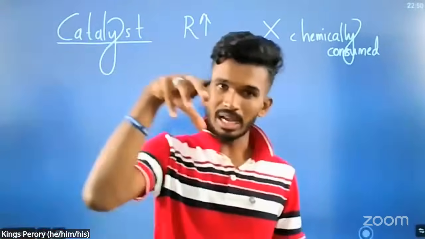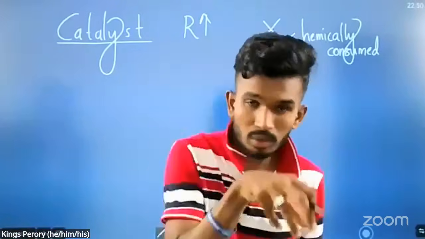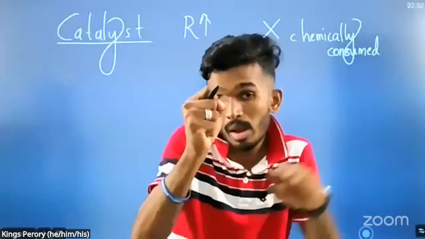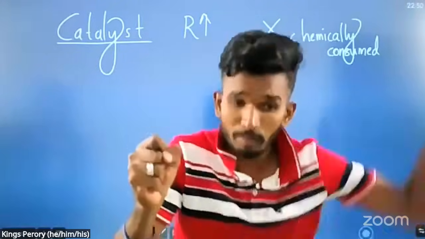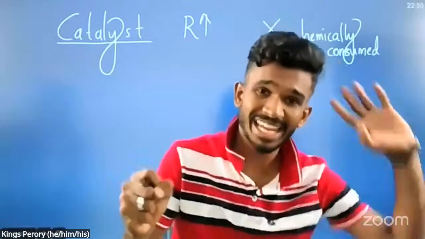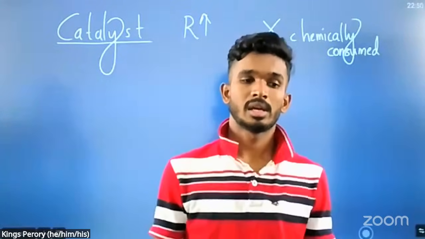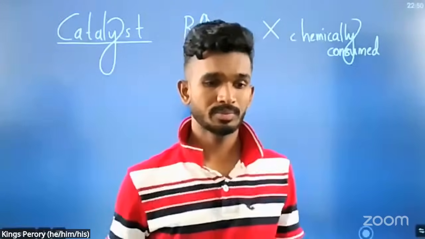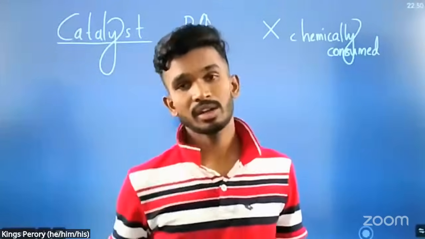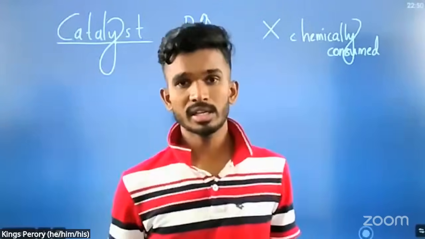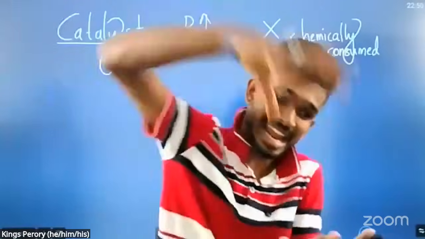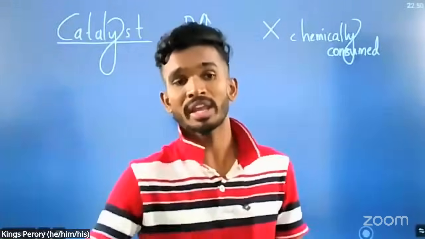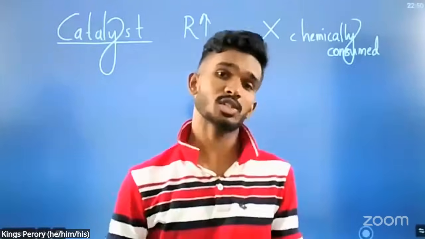When you put a catalyst into a reaction, the rate of the reaction will increase. But that catalyst won't be used, won't be chemically consumed. Let's say you put about 5 grams of catalyst into a reaction. It increases the rate of the reaction. After the reaction is over, you can take that exact 5 grams of catalyst out. Why? It's not used up, it's not chemically consumed.